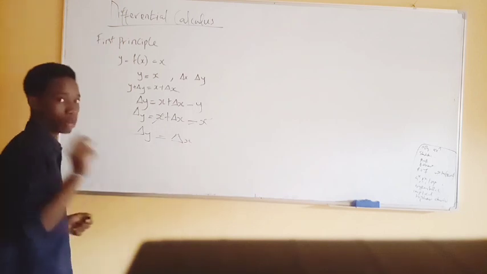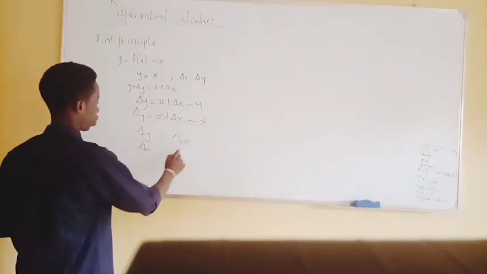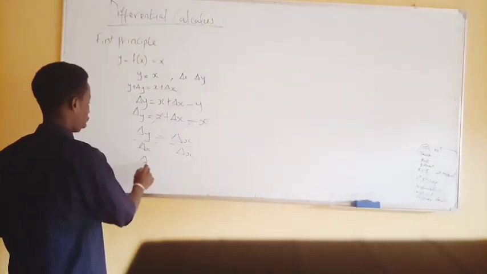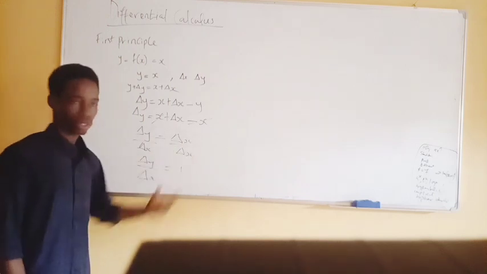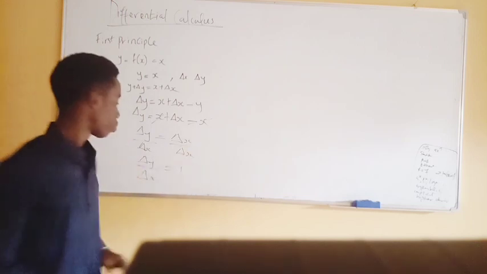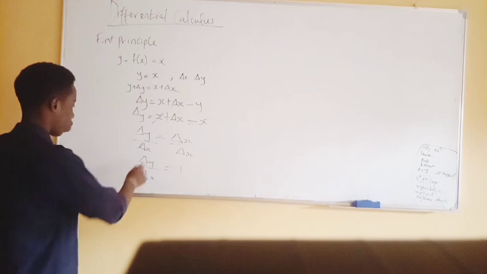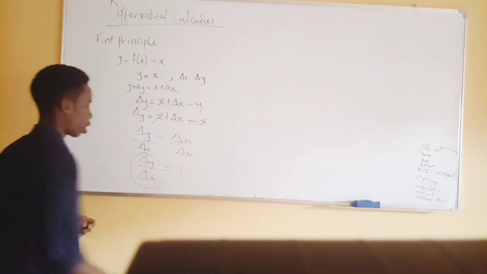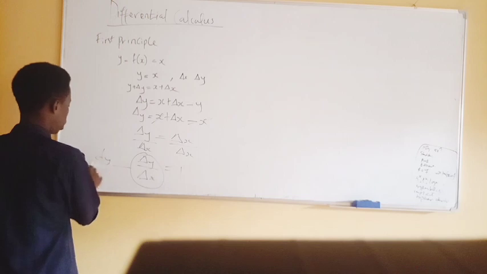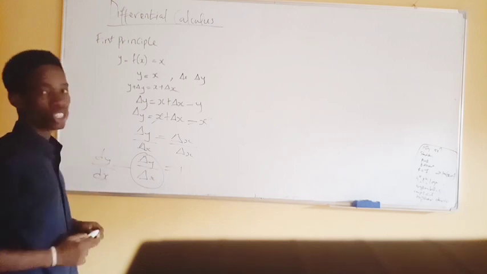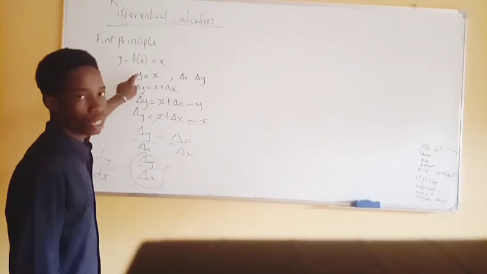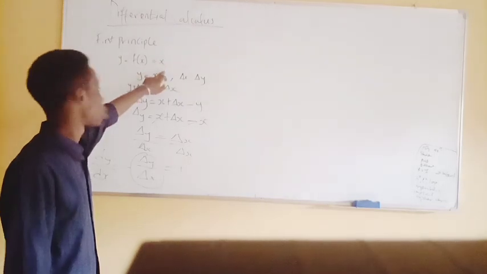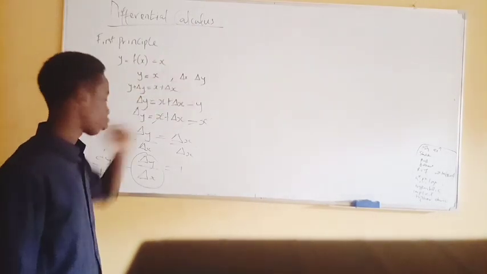If I divide both sides by delta x, delta y over delta x is equal to 1. Of course, delta x divided by delta x gives us 1. So this term here, delta y over delta x, is also referred to as dy/dx, which is the derivative of the function y, with y being a function of x.